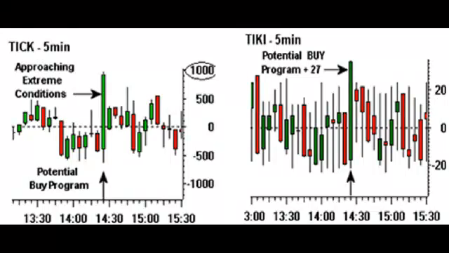Here is an illustration showing a probable institutional buy program denoting the extreme tick and TICKI. The tick is showing a sharp positive green move up at 14:25 p.m., approaching extreme conditions, that's 1,000, while the TICKI is making a correspondingly sharp positive green move at the same time. Their combined move points to an institutional buy program.